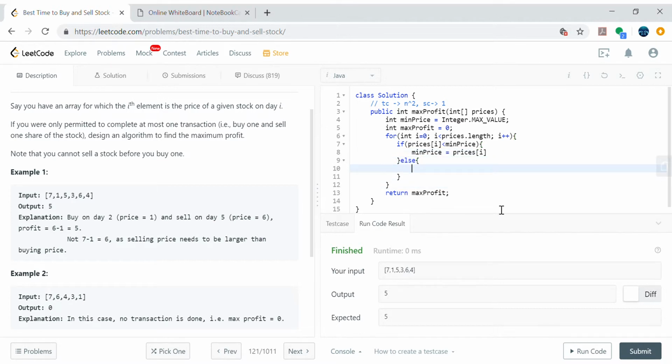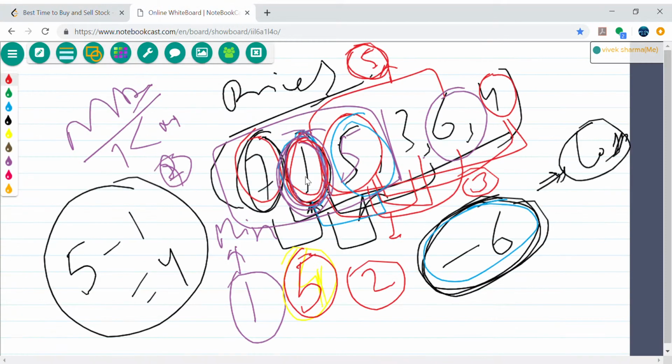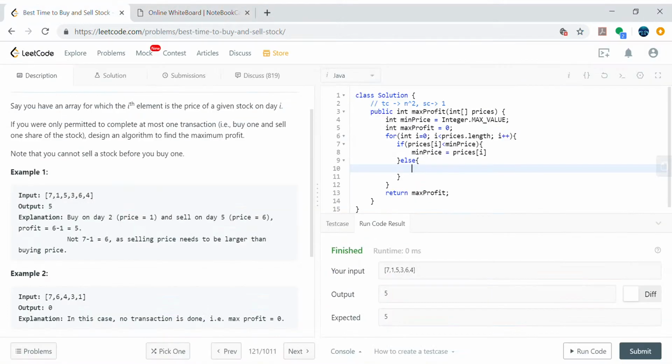And if it is not lesser than, then the next step, for example the next case will be 5, right? 5 is not lesser than, so what we are doing, we are calculating the maximum profit. So we can do the same thing here as well. So max profit equals Math.max of max profit, comma, the current price minus min price, right? That's what we were doing in our whiteboarding session, right?